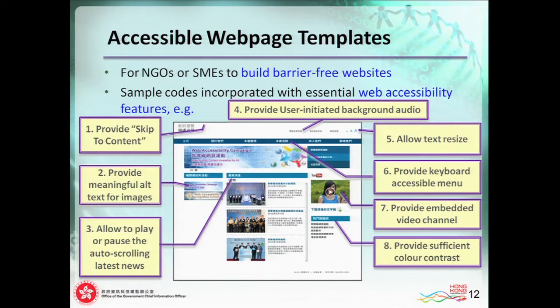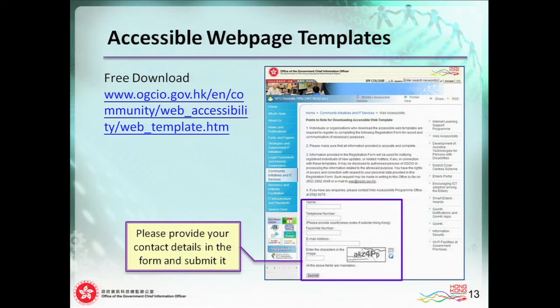And number 5, we also built in the function to resize the text, the font size. Even though the browser can be enlarged with Control+ and Control-, this is especially useful to someone who is not very familiar with the quick keys of the browser. Even the elderly, when they see this logo from the small a to the larger a, they know it is the text resize function. And we also, number 8, encourage the use of sufficient color contrast. Both are good for persons with low vision as well as elderly people. And you can download the web templates from this link to build your barrier-free website.